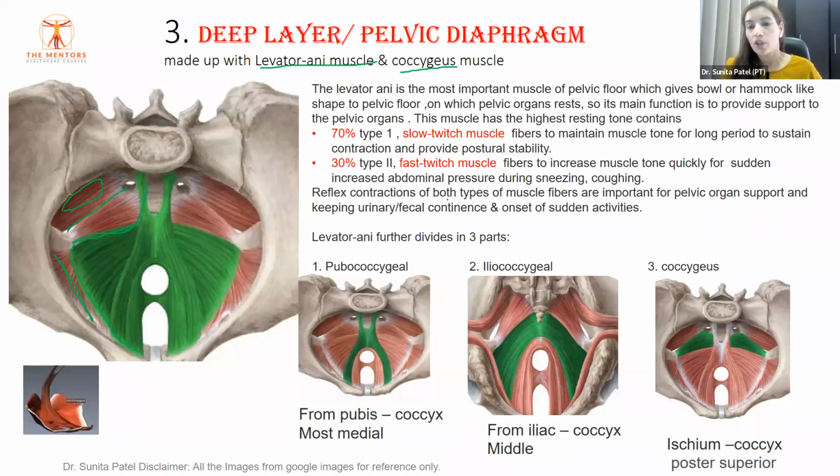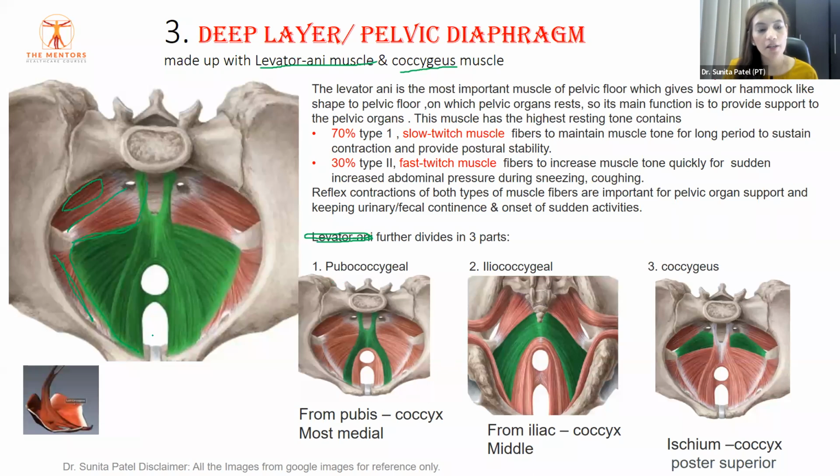Reflex contraction of both types of muscle fibers is important for pelvic organ support, keeping urinary and fecal continence, and onset of sudden activities. This muscle is further divided into different parts. Not levator ani, I'm sorry, this word is wrong. It should be the deep layer of the pelvic floor. So the deep layer of the pelvic floor is further divided into three parts.